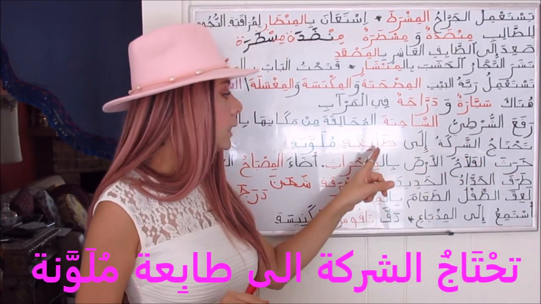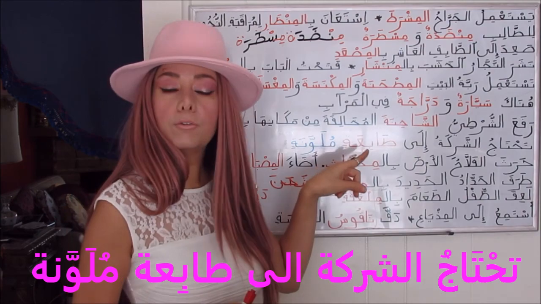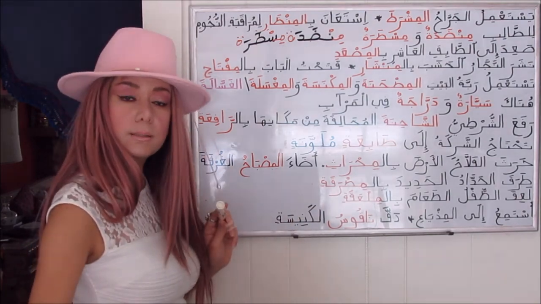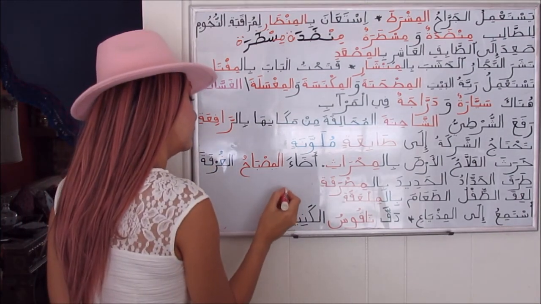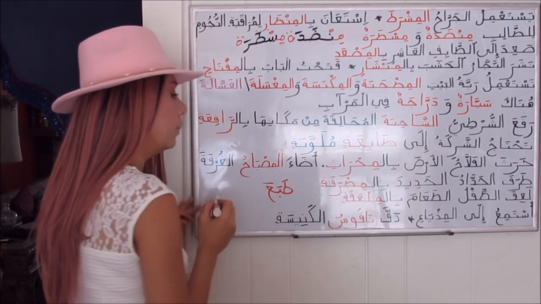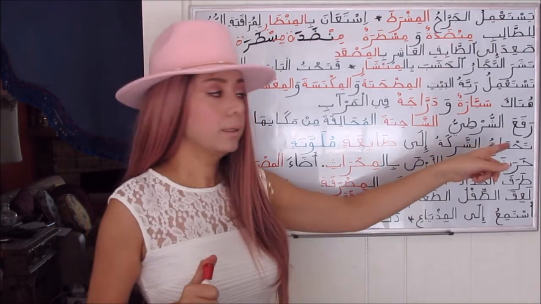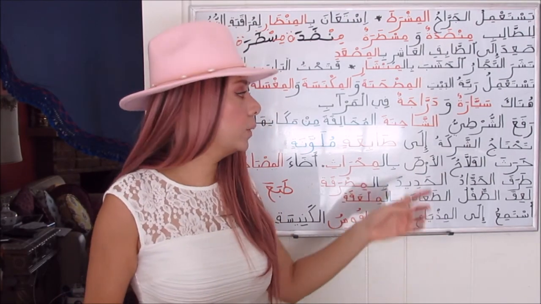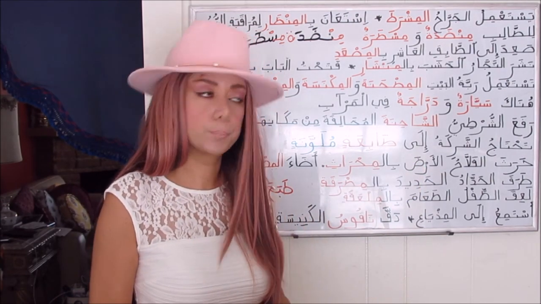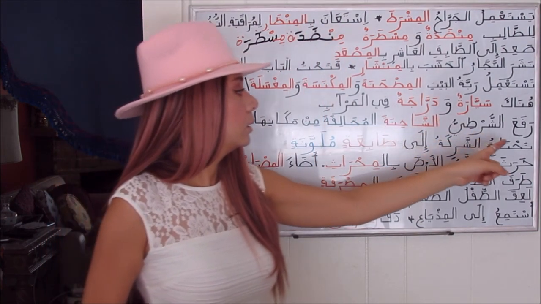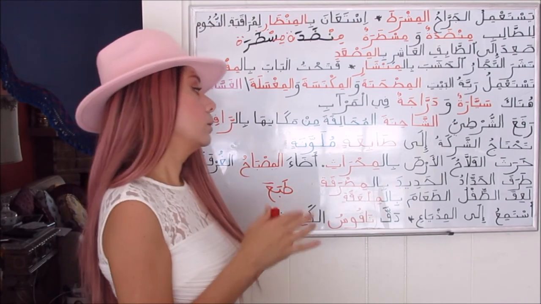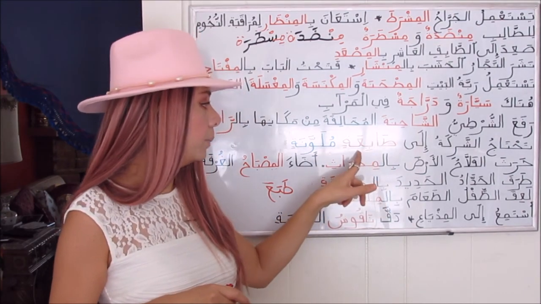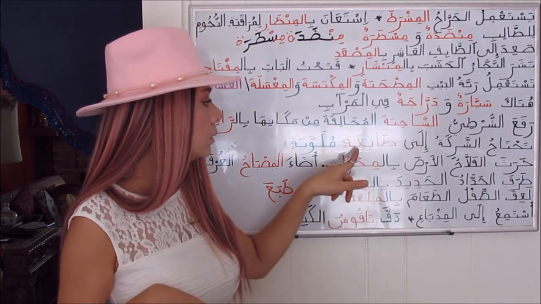تحتاج الشركة إلى طابعة ملونة. طابعة, فاعلة, from the verb طبع, which means to print. The company needs, تحتاج إلى, احتاج إلى. Many verbs need to be followed by a certain preposition, like here, استعان ب, تحتاج إلى. So the company needs a color printer. طابعة, printer. ملونة, color.